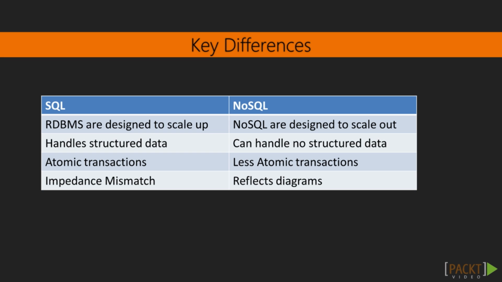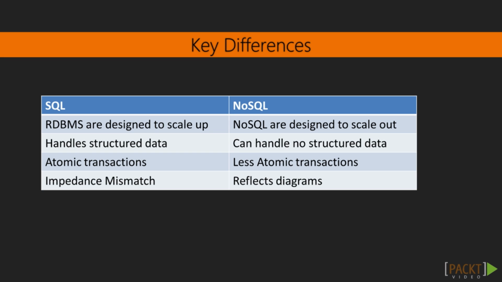Now let's talk about some key differences. Under SQL, RDBMSs are generally designed to scale up. That means to improve their performance, you may just need a bigger box, and that tends to have some limitations. However, NoSQL databases are designed to scale out. So in order to improve the performance, it's just a matter of adding more boxes, not just getting a bigger one.